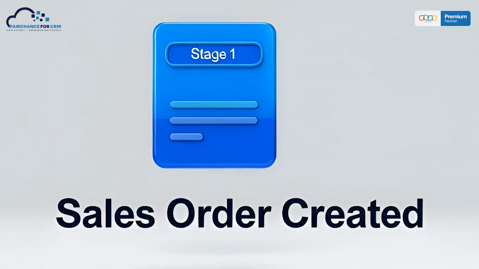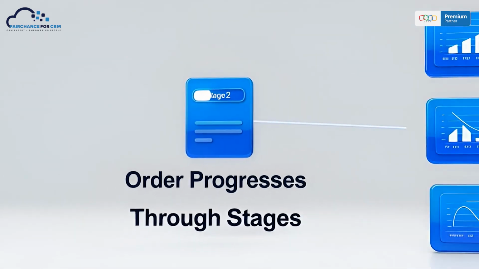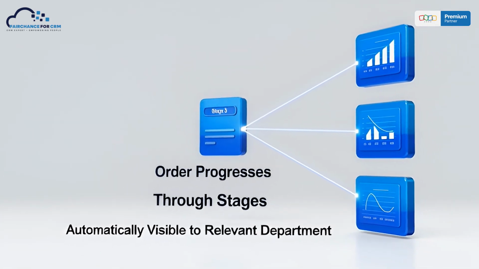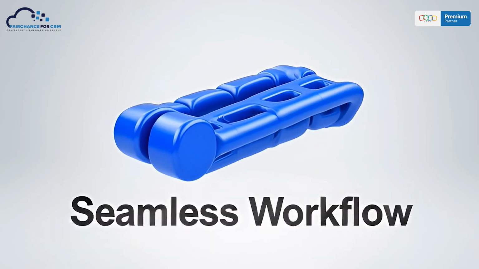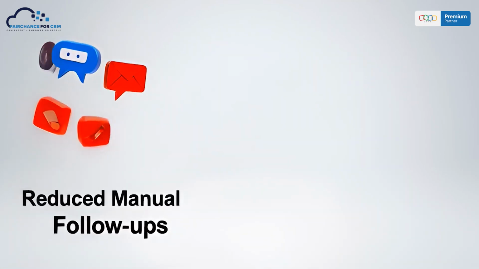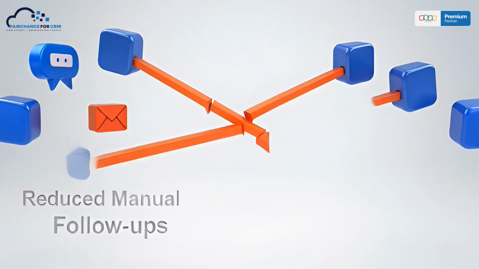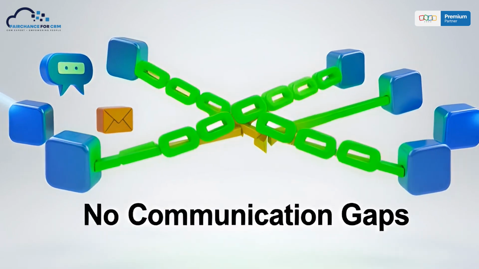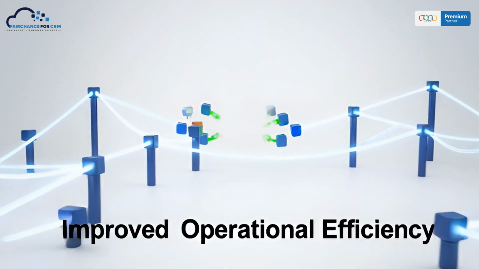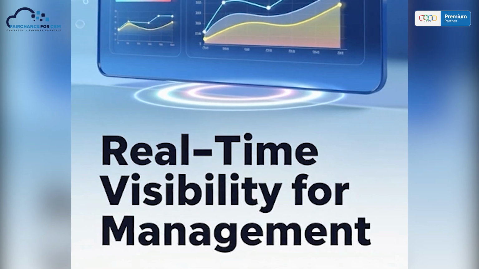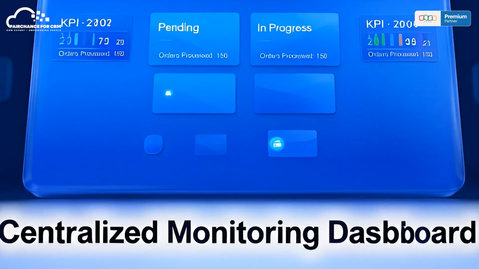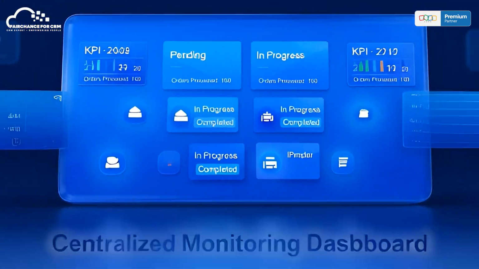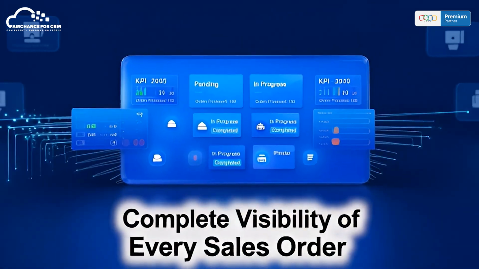As soon as a sale order progresses to the next stage, it automatically becomes visible to the relevant department. This ensures a seamless workflow, reduces dependency on manual follow-up, eliminates communication gaps, and significantly improves operational efficiency. At the same time, management has access to a centralized monitoring dashboard that provides complete visibility into every sale order.